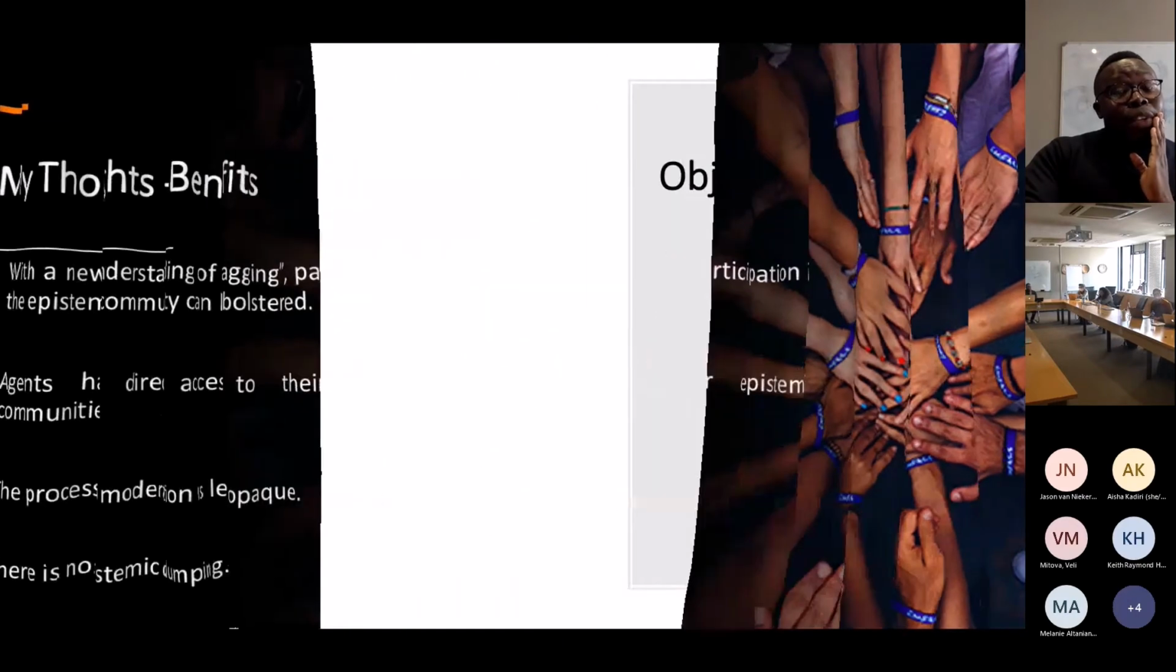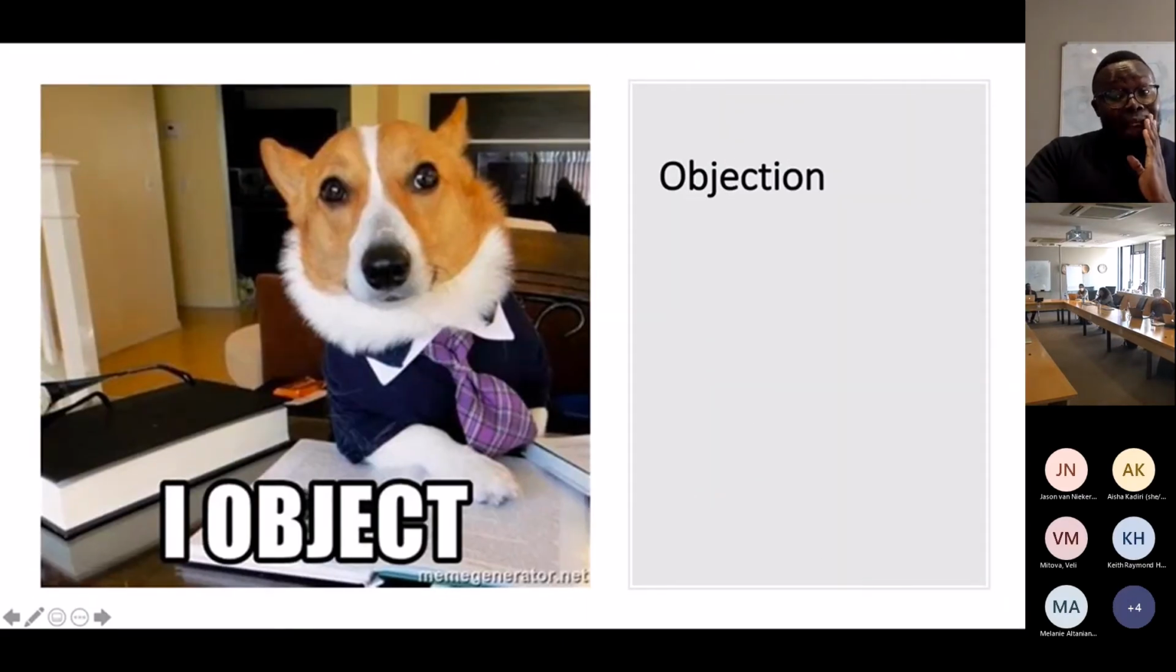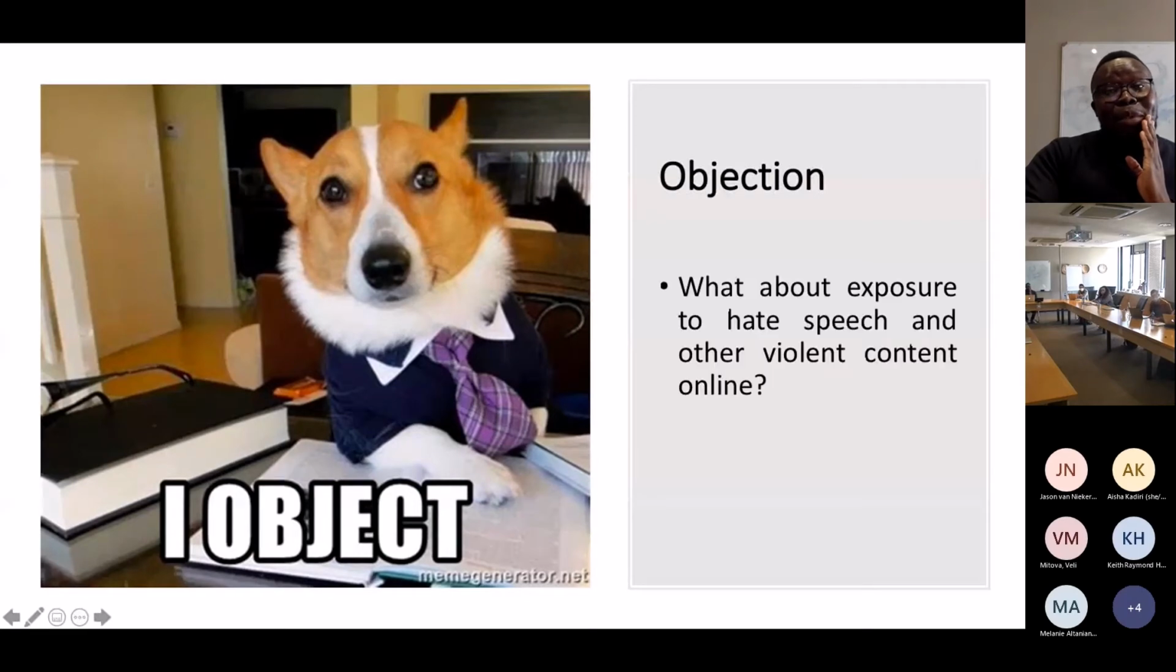Now, the very clear objection to what I am saying, doing away with moderators, is: what about exposure to hate speech or other violent content online? Is it a proposal that says, yeah, it's a free for all, go there, you might encounter harmful things online?